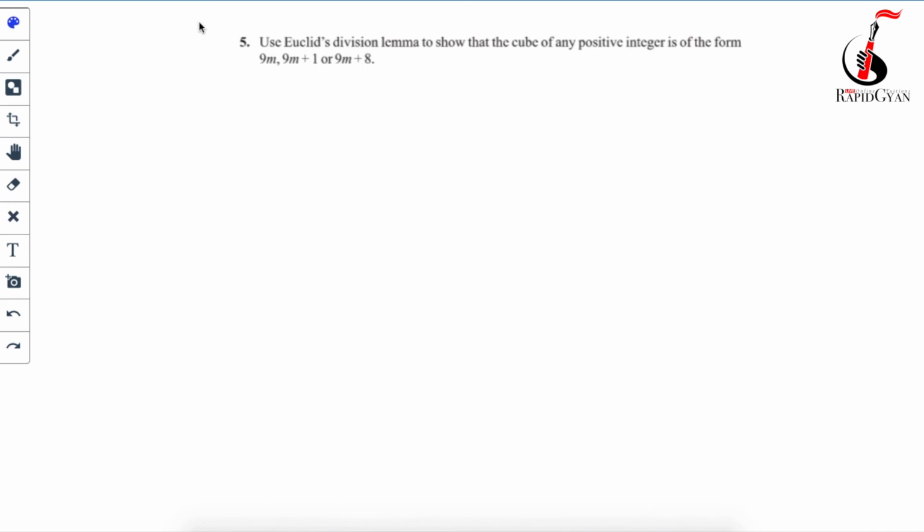Okay, so let's move to the next question, which is the 5th question, and this one is the last question for this exercise. It says, use Euclid's division lemma to show that the cube of any positive integer is of the form 9m, 9m plus 1 or 9m plus 8. So in the last question we solved it for the square. Now we will have to do the same thing for cube.